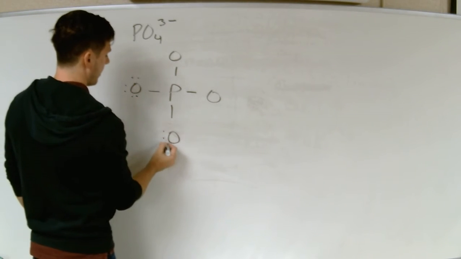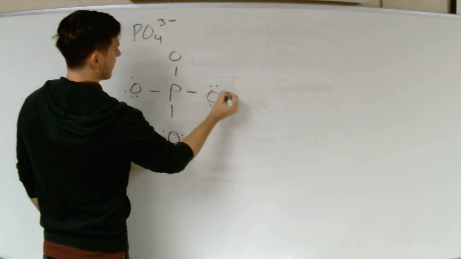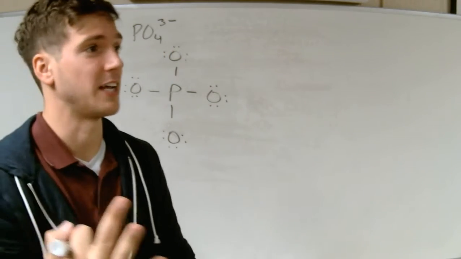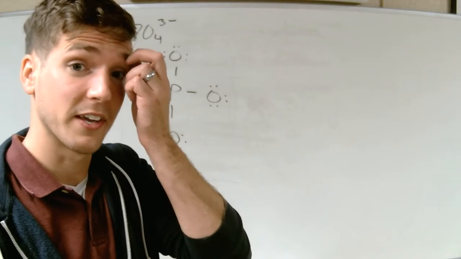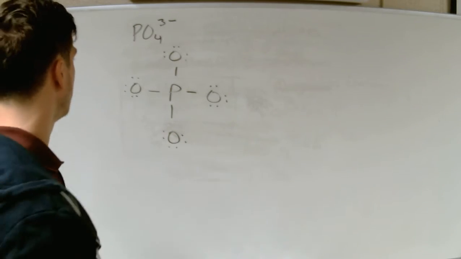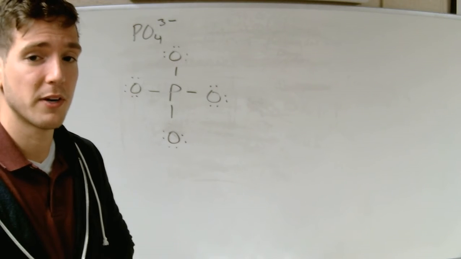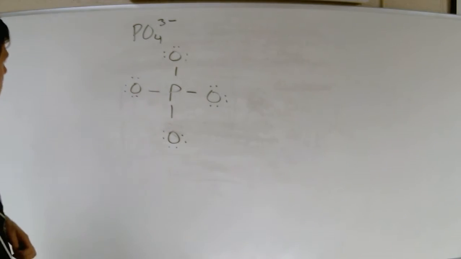We know those oxygens follow the octet rule: oxygens, carbons, nitrogens, fluorines, and chlorines. That's all I can guarantee you is going to follow the octet rule. Now let's look at our formal charges and see if this looks pretty nice.